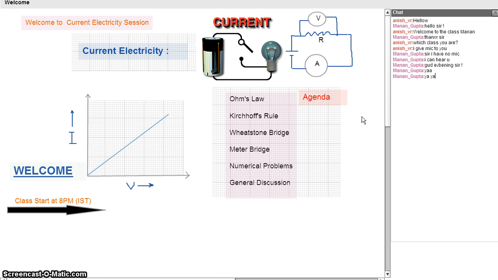So this is the current electricity chapter. This is a revision class actually. Have you studied this current electricity chapter before? Okay, so that will be good to start with. So right now we are starting with Ohm's law.